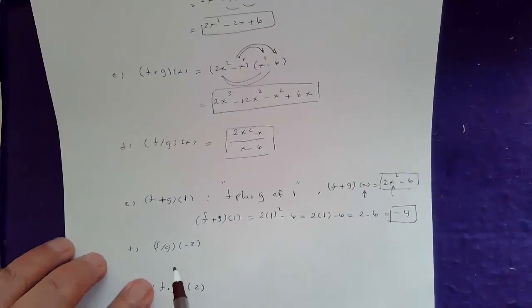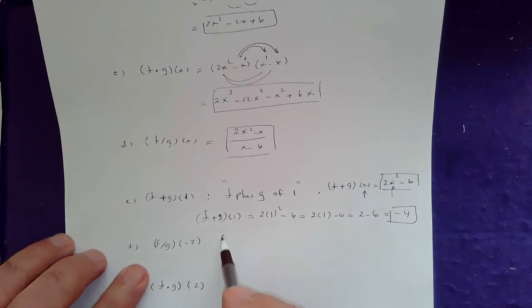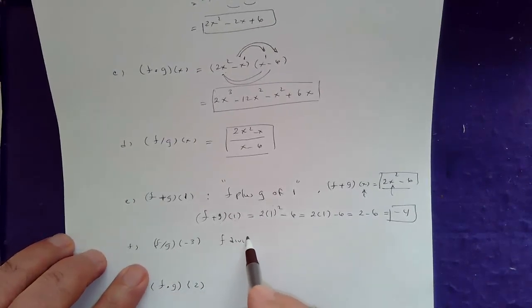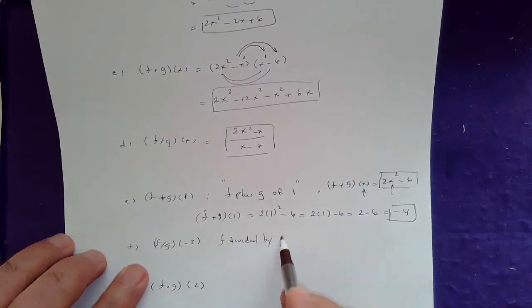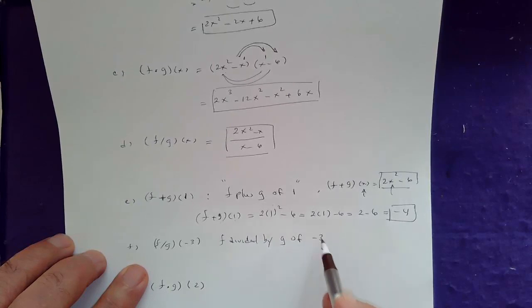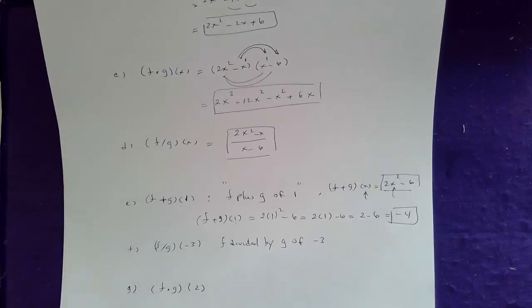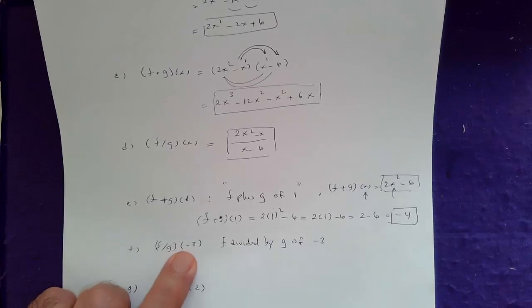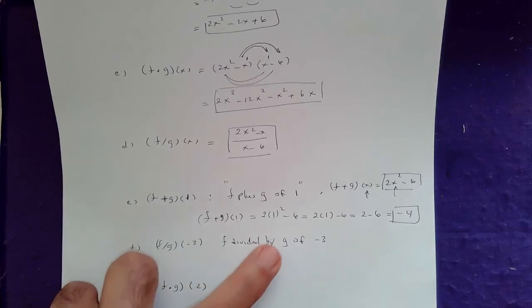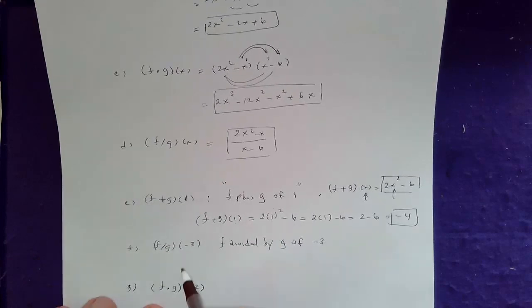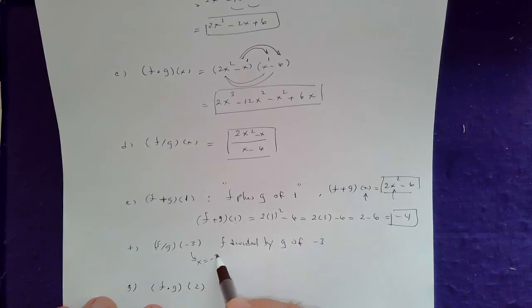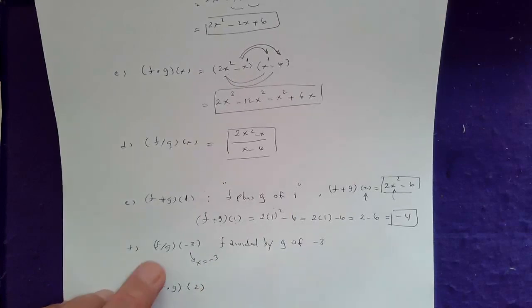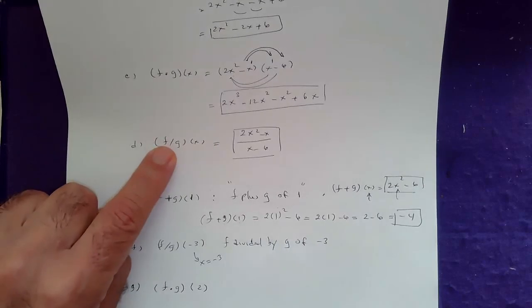This reads f divided by g of negative 3. Remember, this is not times negative 3, it's of negative 3, meaning replace the x's with negative 3 in the previous part when you did the division. Well, there goes the division.